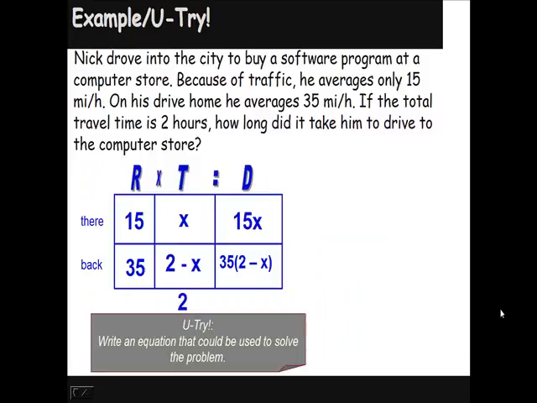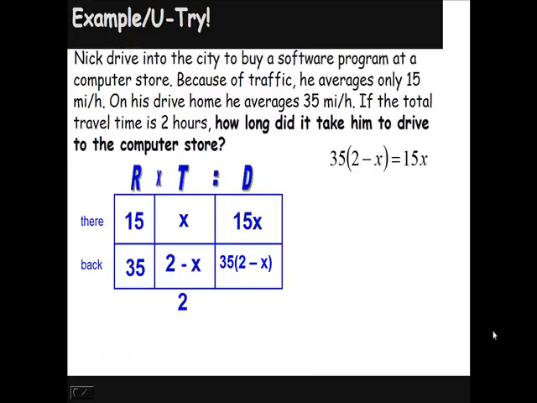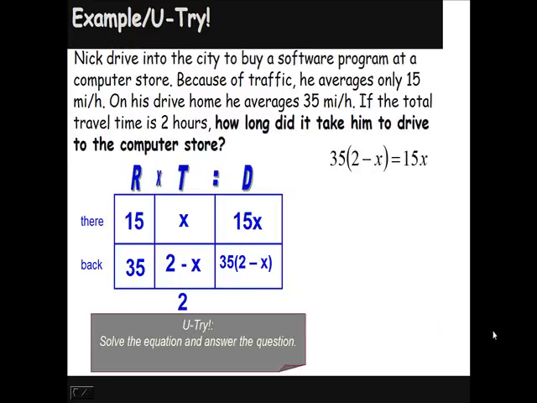Go ahead and try to find an equation in the table here that could be used to solve the problem. So pause the video and write an equation you could use to solve the problem. Well, the key here is that the distance there and the distance back have to be the same. So if they're the same, we should just be able to say they're equal to each other. And then go ahead and solve. I would distribute 35 to both. Actually, go ahead and pause again. You try to solve here.